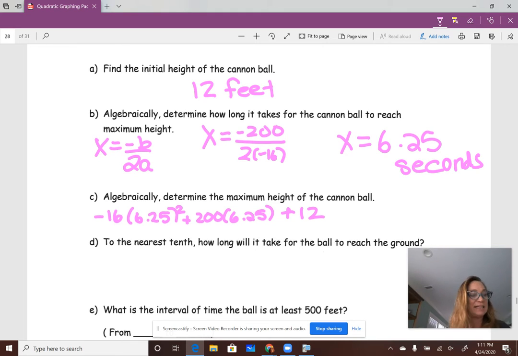But that doesn't mean that, let me calculate while I talk. That doesn't mean that you can't do a graph to check it. Okay? Oh, pretty cool. 637 feet. Okay. That is a pretty powerful cannon.